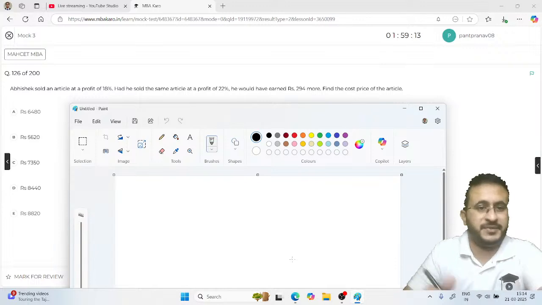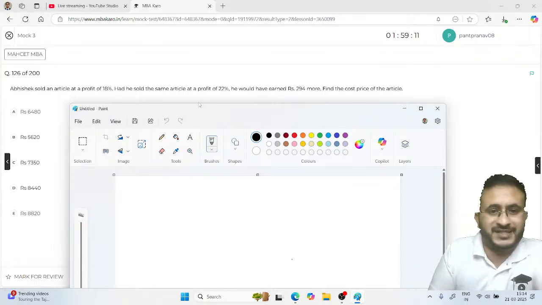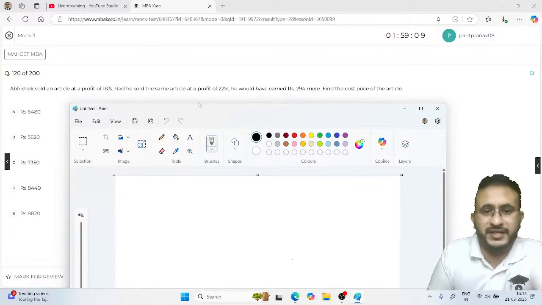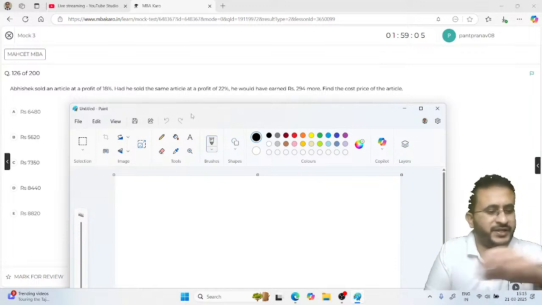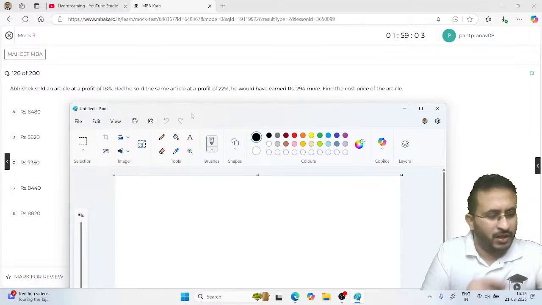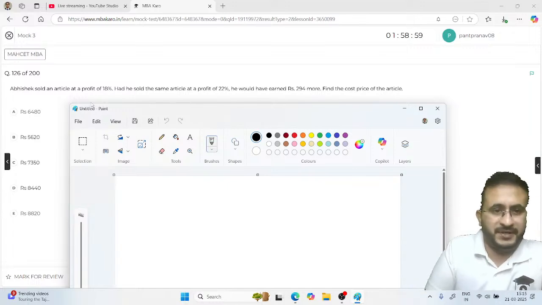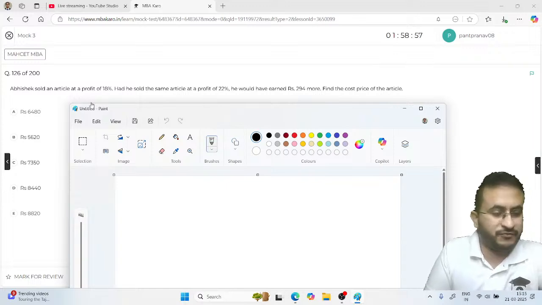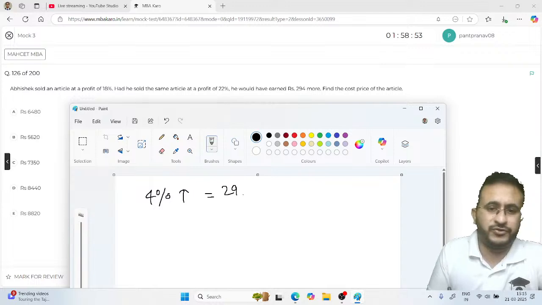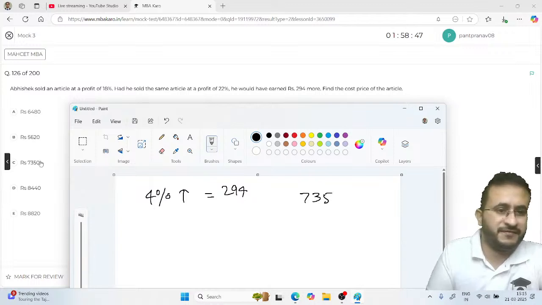So this says Abhishek sold an article at a profit of 18% and if he sold the same article at 22%, he would have earned 294 more. Find the cost price. So this is like a question which can be done verbally also. Like इसके लिए आपको पेन पेपर नहीं चाहिए. So 18%, 22%, 4% increase हो रहा है. 4% increase is 294. So divide कर लो 4 से. So you will get 7350.